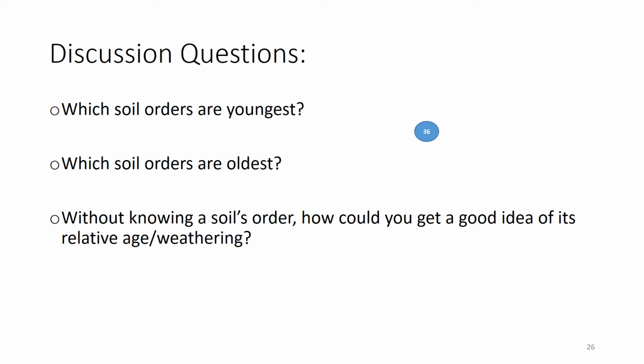Without knowing a soil's order, how could you get a good idea of its relative age or weathering? Some clues include the type of mineralogy that's there. If it's very high in aluminum and iron oxides, it tends to be older and more highly weathered.